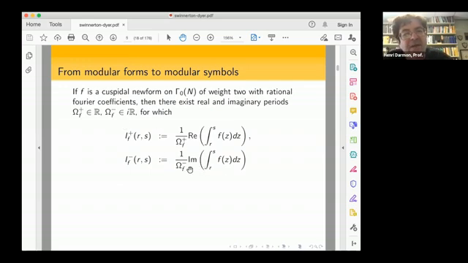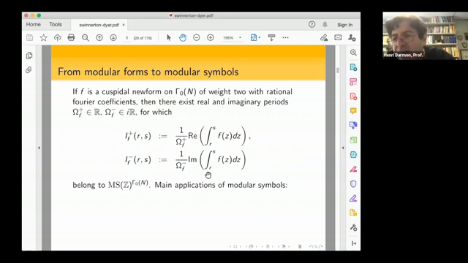I guess here I made a small mistake. I shouldn't have said that omega_f is in R, given that here I already took the imaginary part. Okay, so the point is that these two functions belong to this group of Gamma_0(N)-invariant modular symbols with values in Z.